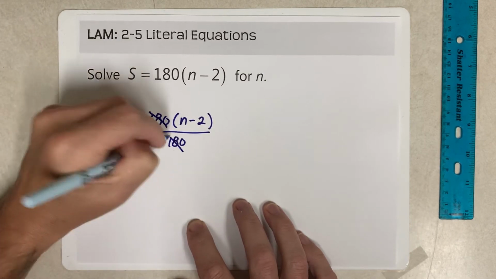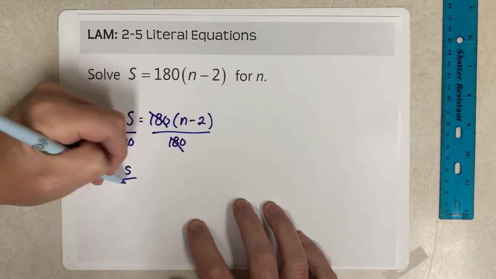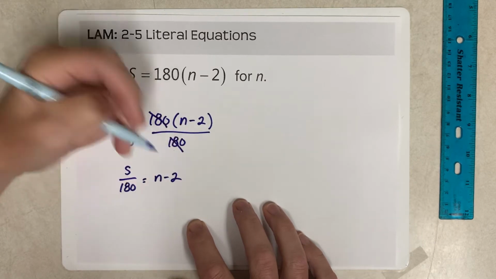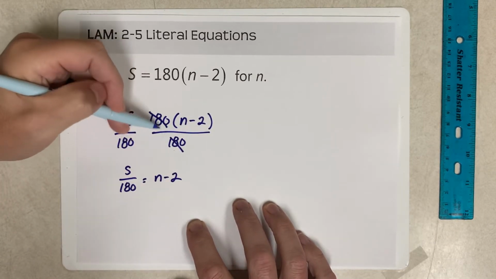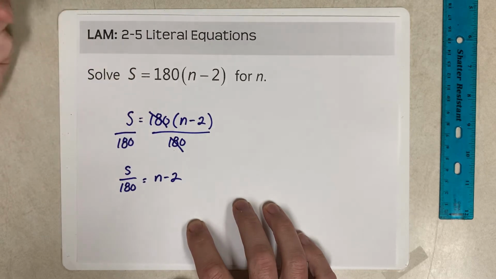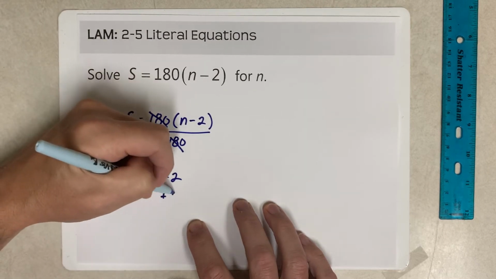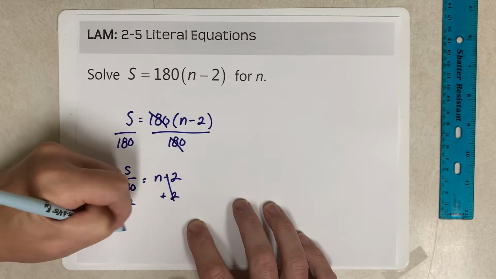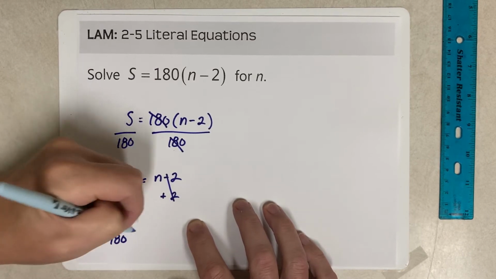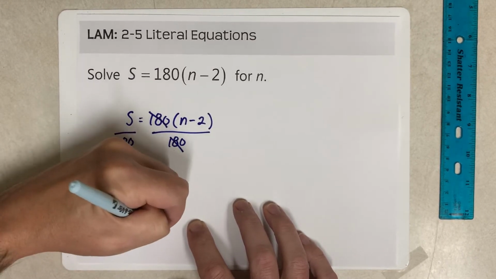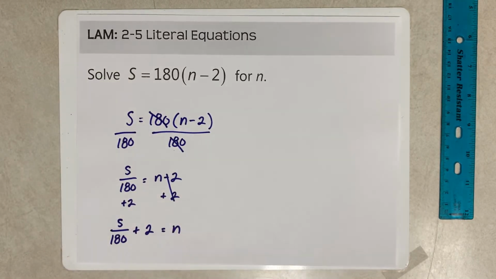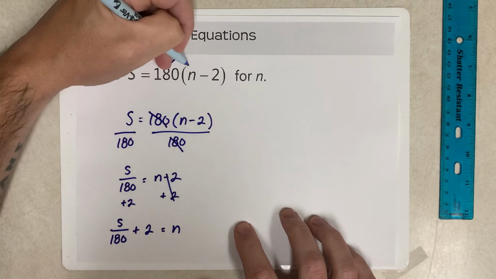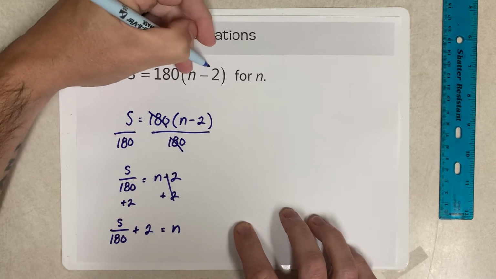Okay, those will cancel, and I get S over 180 equals n minus 2, and since nothing's in front of the parentheses anymore, it just comes out of the parentheses. I can add 2 to both sides, and now I get S over 180 plus 2 is equal to n. So that's one way to do it. But what if a student decided to distribute first? Would they also come up with the same answer?